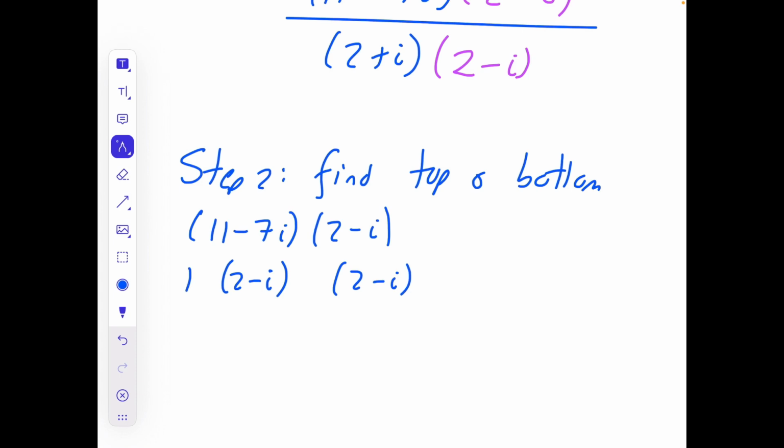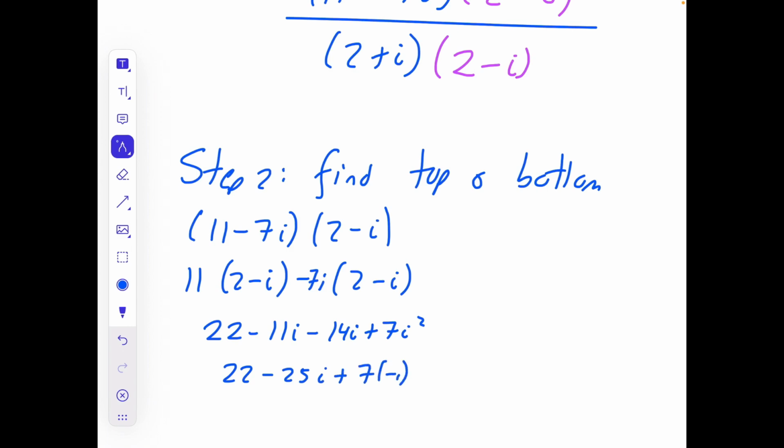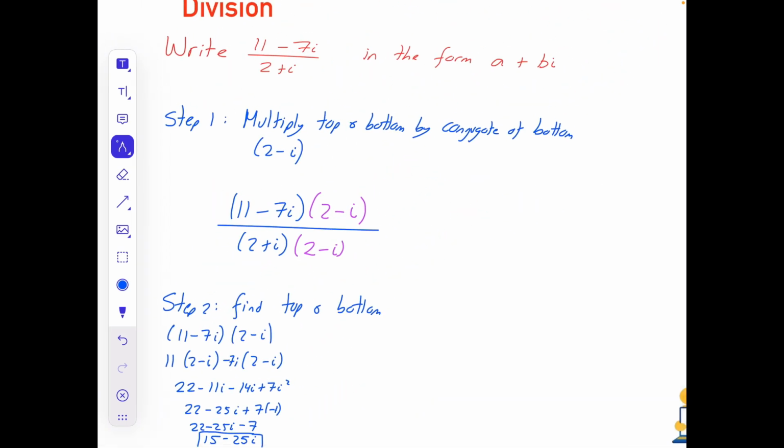Okay, so write down the second bracket twice. Split up the first bracket. So that'll be 22 minus 11i minus 14i plus 7i squared. That will be 22 minus 25i plus 7 by minus 1, replacing i squared with minus 1, that golden rule of complex numbers. That will then leave us with 22 minus 25i minus 7, which will be 15 minus 25i. Okay, so that is going to be important. That is our top done.